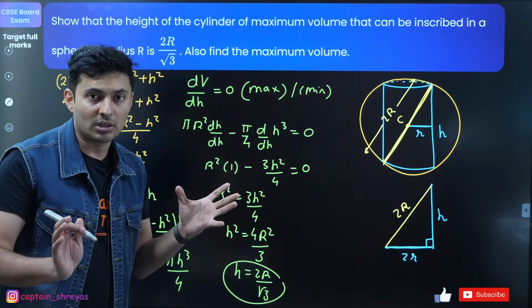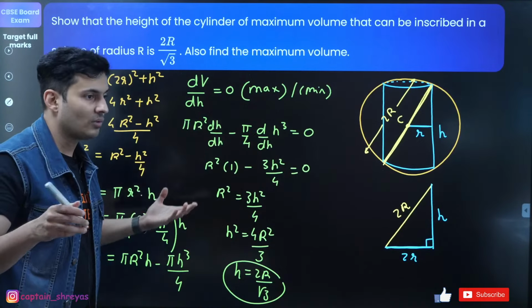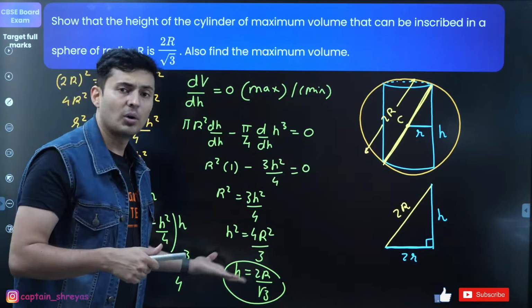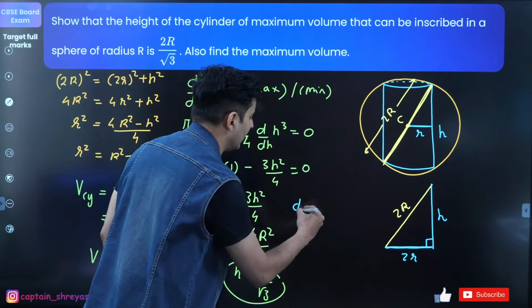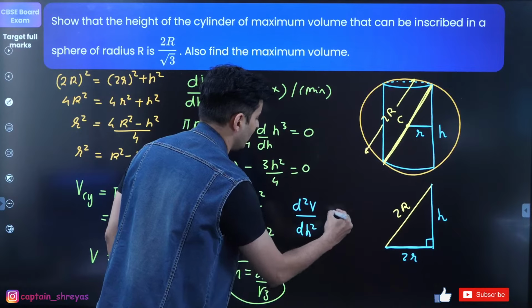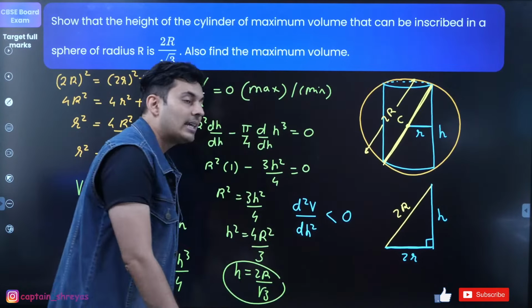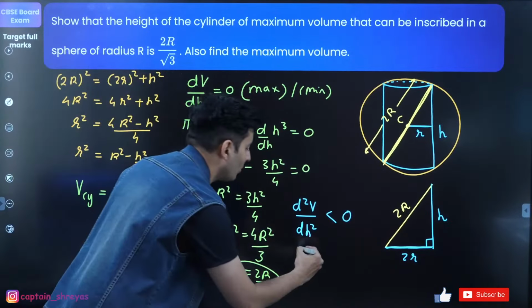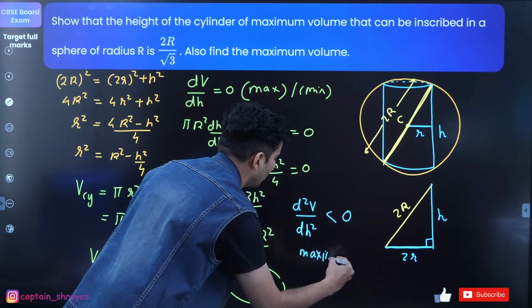If it is for 5 marks or even 3 marks, I feel you should basically show that the second derivative d square V by dh square, because it is maxima, is less than 0. Hence it proves that it is a maxima and not a minima.